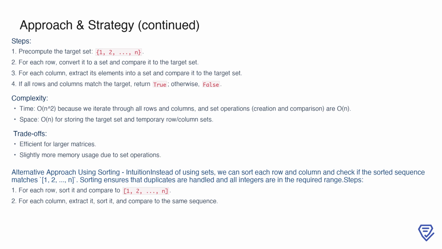The time complexity is reduced to O(n) squared, because we process each row and column once, and the space complexity remains O(n) due to the temporary sets. While this approach is slightly more memory intensive than brute force, it is far more efficient for larger matrices. Additionally, it's straightforward to understand and implement, making it a strong candidate for our chosen strategy.